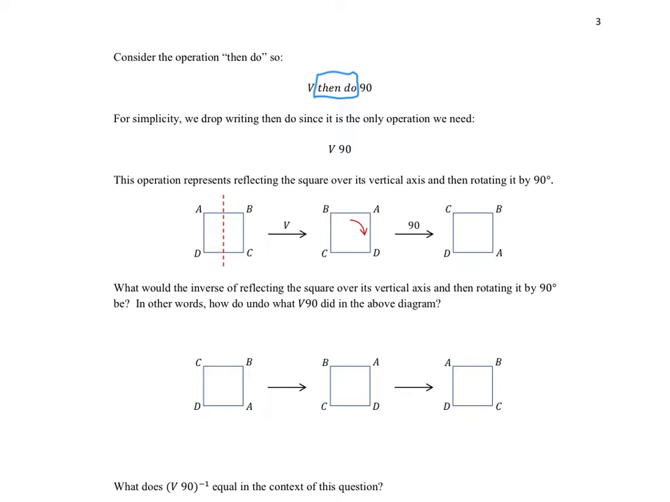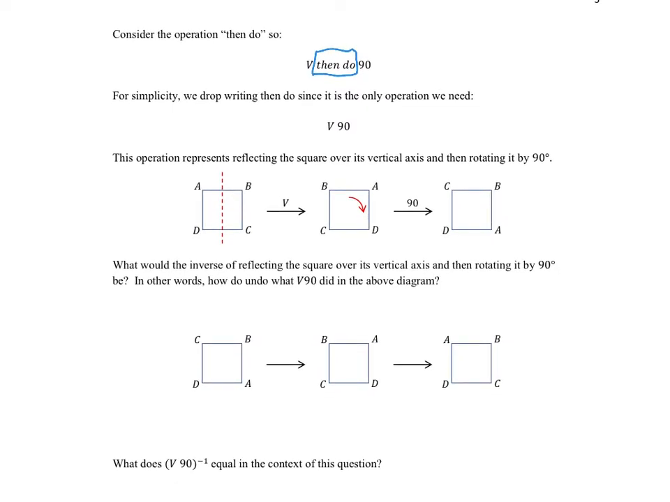Okay, so how would this look in practice? So if we did a V and then we did a 90, first we would do our vertical reflection. This side switches with that side and we end up there. And then we would do a 90-degree rotation. So the A would end up down there, and then it goes around D, C, B. So we've correctly done the V and then done the 90.